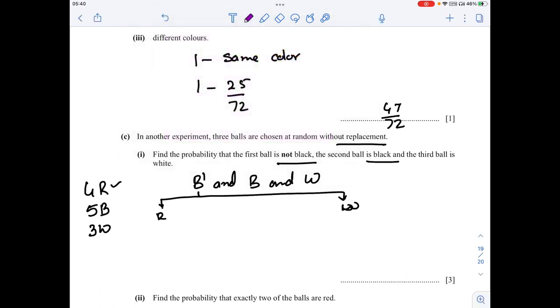So what is it? Red means nothing but what? 4 upon 12, and black is 5 upon 11. One is reduced because without replacement, and white is 3 upon 10. But if the first one is a white, so it is 3 upon 12. The second one is a black, which is 5 upon 11. One white is already over, so two more whites are left over, 2 upon 10. So this care has to be taken.